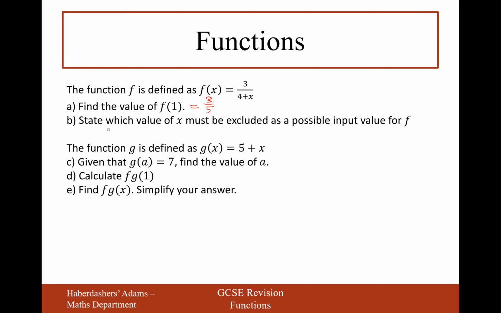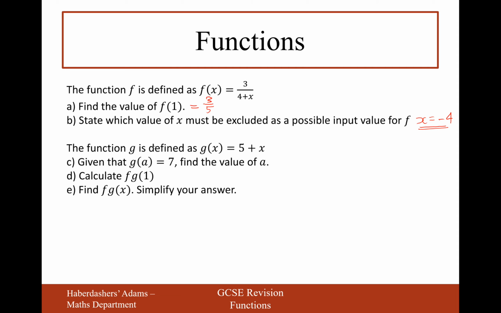Moving on to part B, state which value of x must be excluded as a possible input value for f. Well, very good question here. Now remember, whenever you're doing a fraction, you can never divide by 0. So when would the denominator equal 0? The answer is when x is equal to minus 4. When x is the number minus 4, you'll have 4 take away 4, which will give you 0 on the bottom as a total. So the answer to part B is minus 4.